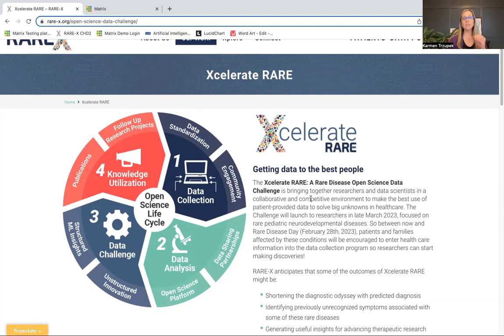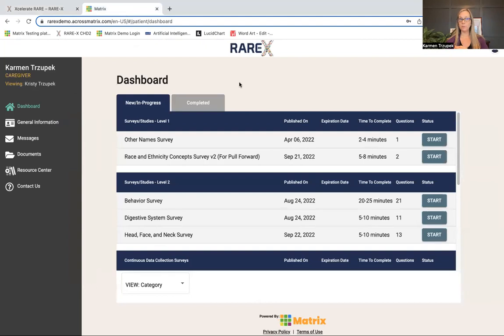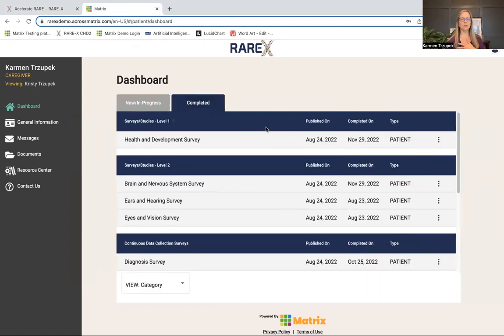Now, patient data is what is really driving this entire challenge. So the importance of that really cannot be overstated. I'm going to show you here. This will look familiar to many of you. This is the RareX platform, the data collection platform. This is actually my demo account. And if you look here, you can see that I have completed the health and development survey. This is very good. We need the health and development survey. This is what gives us that high level of symptoms affected.